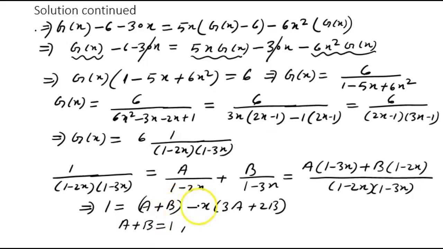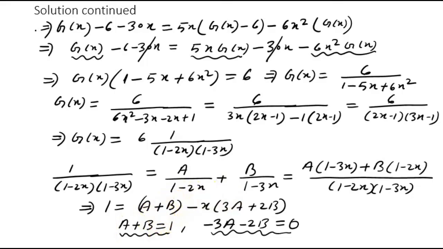The constant term is 1. And what is the coefficient of x in the left hand side? No coefficient. So I am basically getting minus 3a minus 2b, because x is coming with a minus sign, so I am including the minus term with the coefficient, and that is equal to 0. So I have got two equations, a plus b is equal to 1 and minus 3a minus 2b is equal to 0. Now I have to solve them.